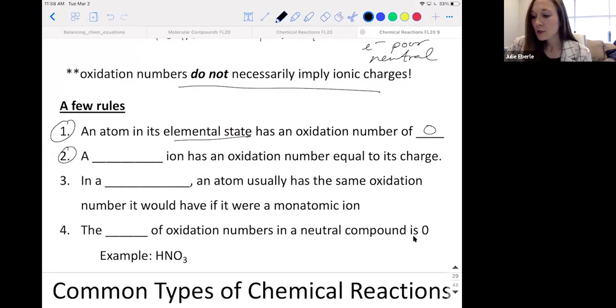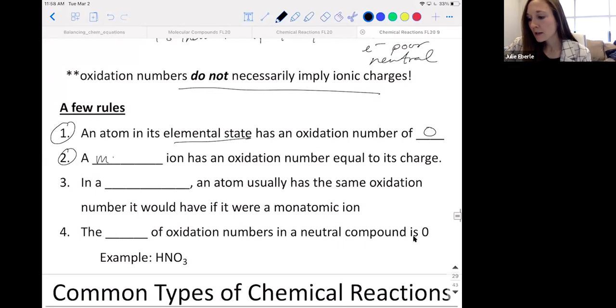Okay. Number 2, a monatomic ion. What does that mean? It means an ion by itself. So if you're considering an ion by itself, a monatomic ion has an oxidation number equal to its charge. There are certain elements that will always have very predictable oxidation numbers because they have predictable ionic charges, and those are main groups.